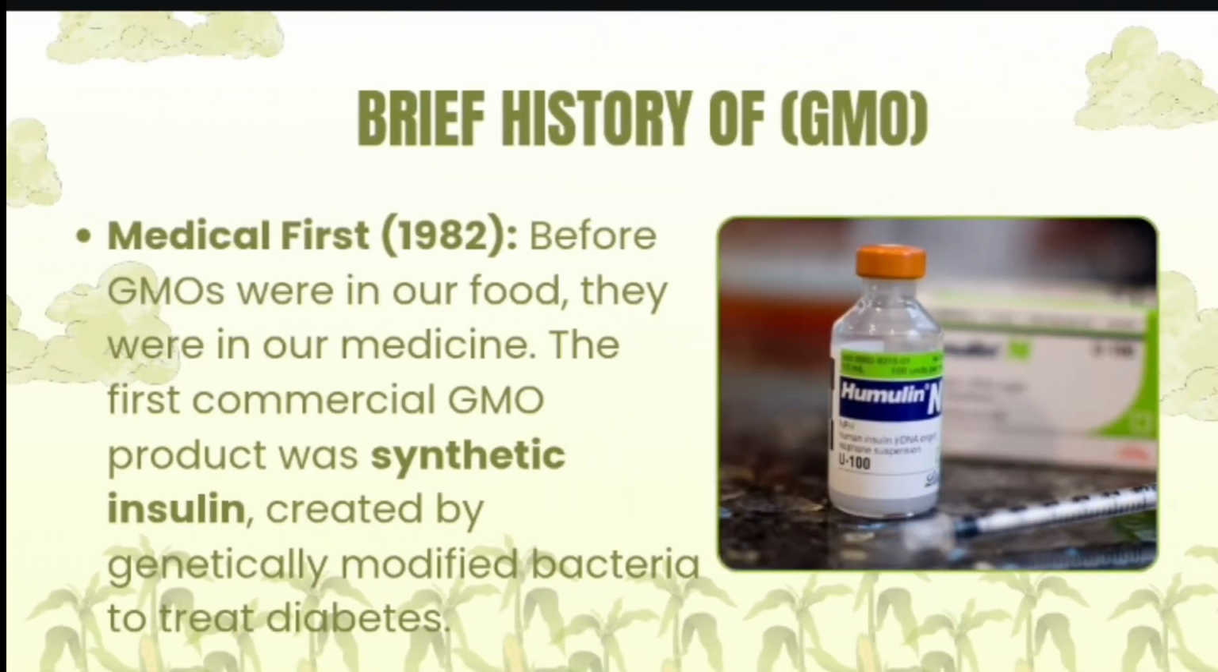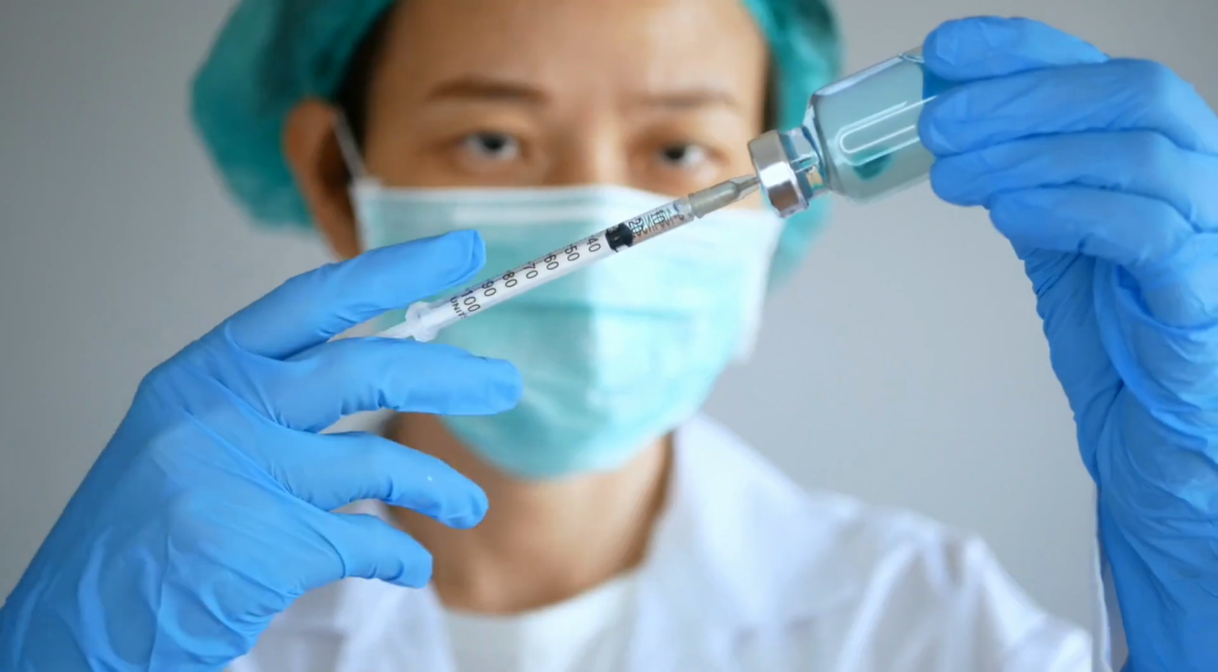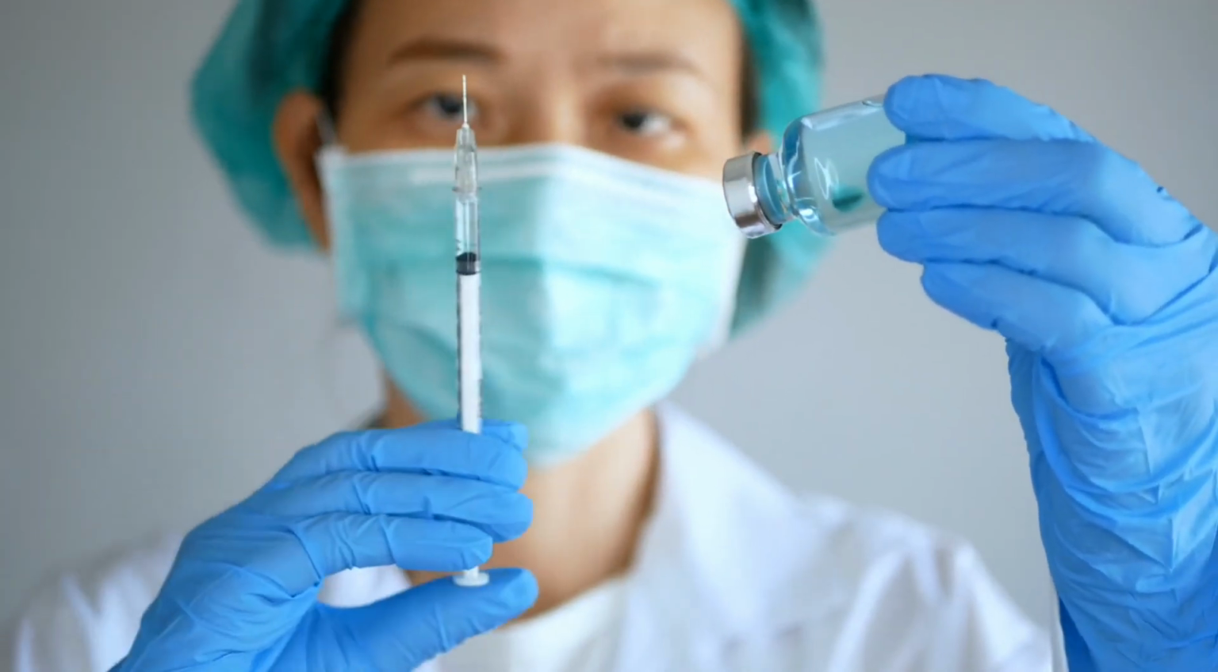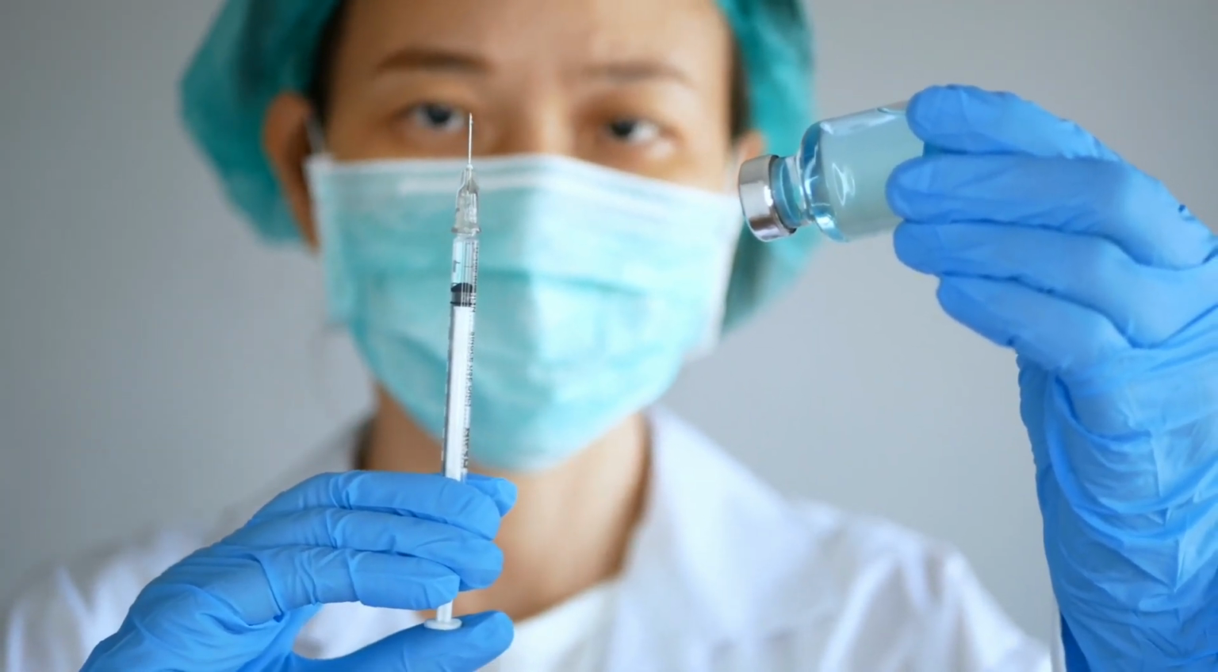Fast forward to 1982. The first commercial GMO product was synthetic insulin. Scientists used genetically modified bacteria to produce insulin, which is very important for treating diabetes. And this was a major breakthrough in saving millions of lives.